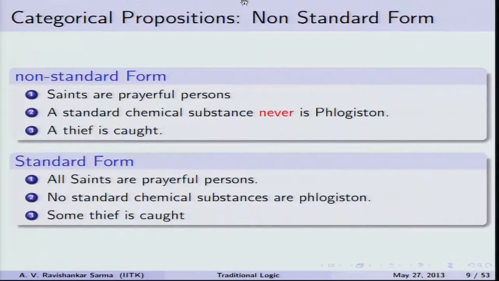Not all the time will you find categorical propositions in the standard format. Sometimes they are used in a non-standard format. Then you have to take some pain to convert these into the standard format. For example, if you say saints are prayerful persons, always they pray a lot, this is not in the actual standard format, where your categorical propositions begin with all, some, no, etc. So you have to convert it into the appropriate standard format. If you convert it, it becomes all saints are prayerful persons. Now this is the standard format of a categorical proposition.